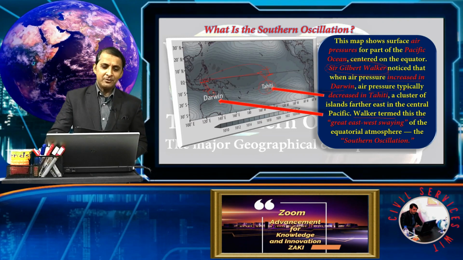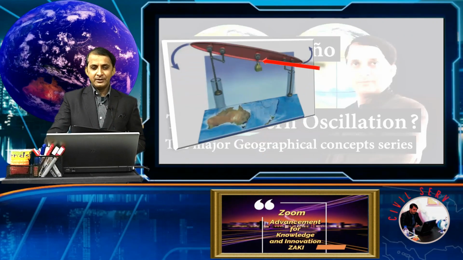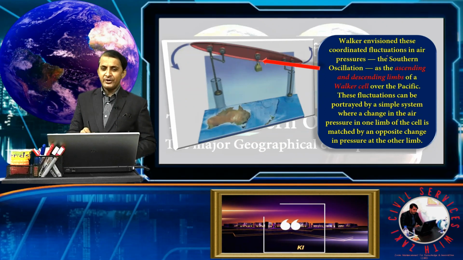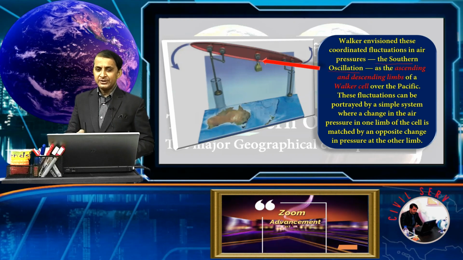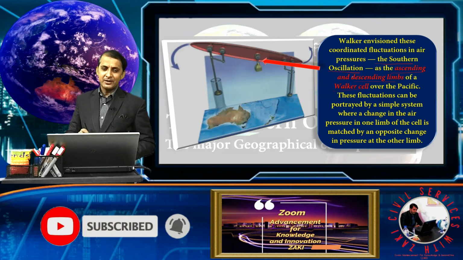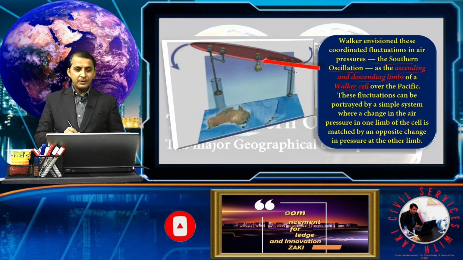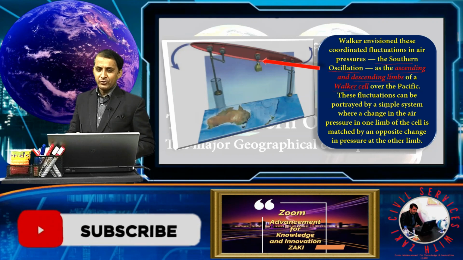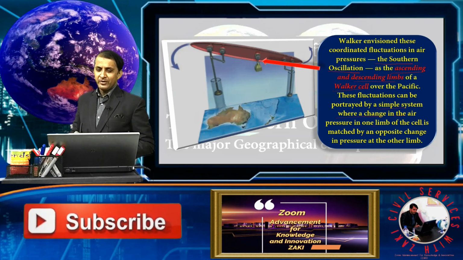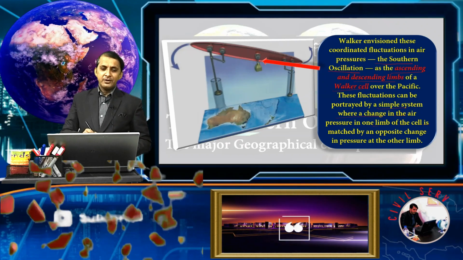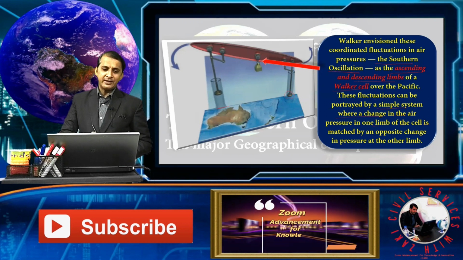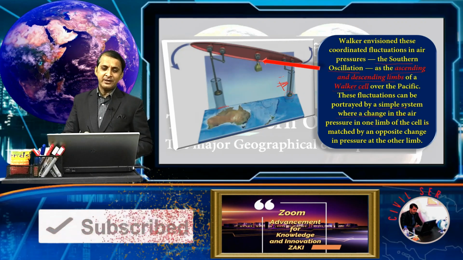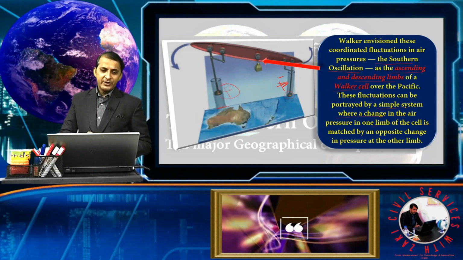So let's see what this southern oscillation is. See here, it works like an oscillation. Walker envisioned these coordinated fluctuations of air pressure in the southern oscillation, with ascending and descending limbs of the Walker cell. See here, it is ascending and it is descending, descending and ascending limbs over the Pacific. These fluctuations can be portrayed by a simple system: a change in air pressure in one limb is matched by the opposite change in the opposite limb. So if air pressure increases here, it decreases there. If air pressure decreases here, it increases there.